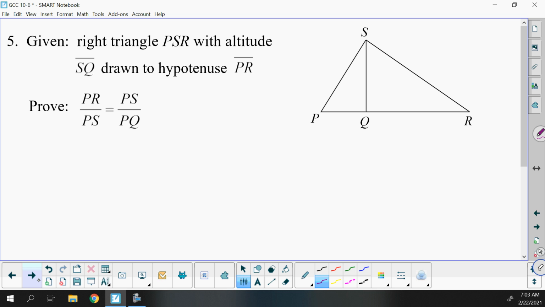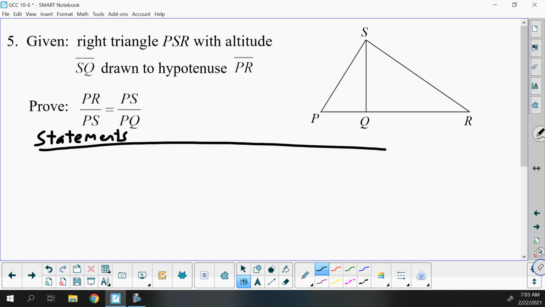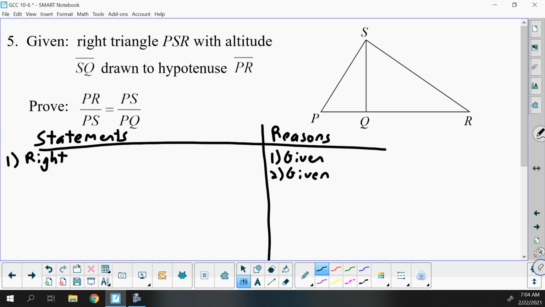So moving on to number 5 on the next page, go ahead, get your statements, reasons, and givens down. Oops, this is all one given.